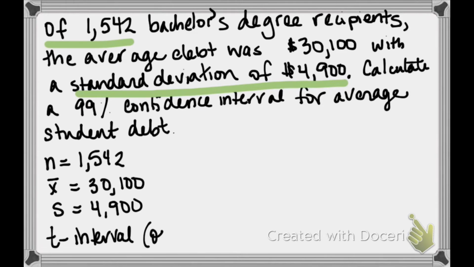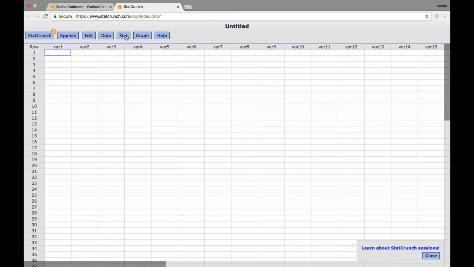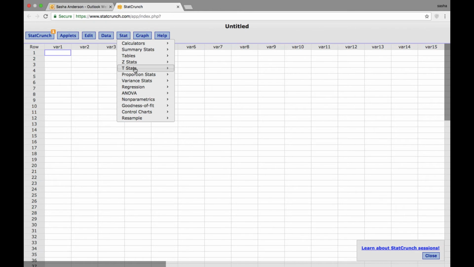This is a T interval. Sigma is unknown. We're not going to do a Z interval here, so be aware of that. If it came before and it said, if the standard deviation is 4,900, if it comes beforehand, it might be a Z interval.